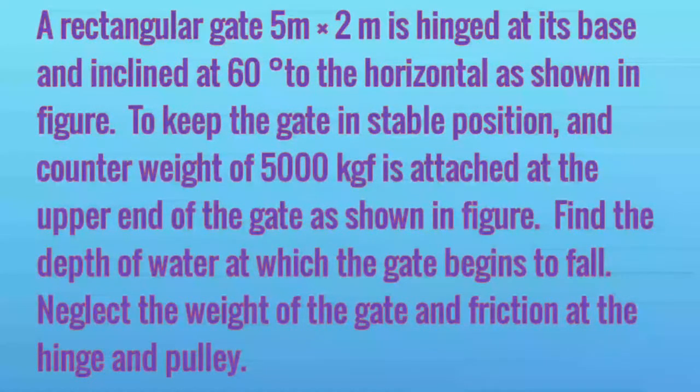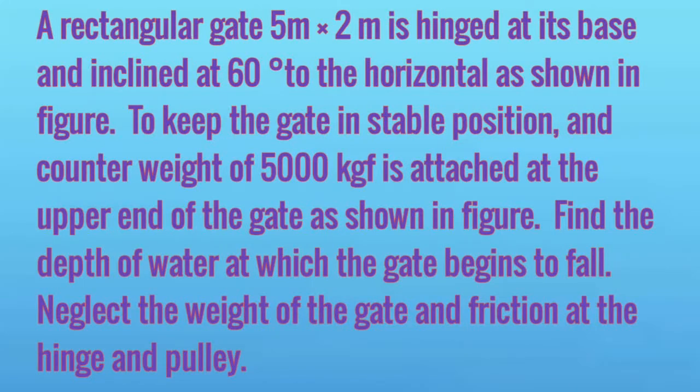A rectangular gate 5 meter by 2 meter is hinged at its base and inclined at 60 degree to the horizontal as shown in figure. To keep the gate in stable position, a counterweight of 5000 kgf is attached at the upper end of the gate as shown in figure. Find the depth of water at which the gate begins to fall. Neglect the weight of gate and friction at the hinge and pulley. So this was the given question.